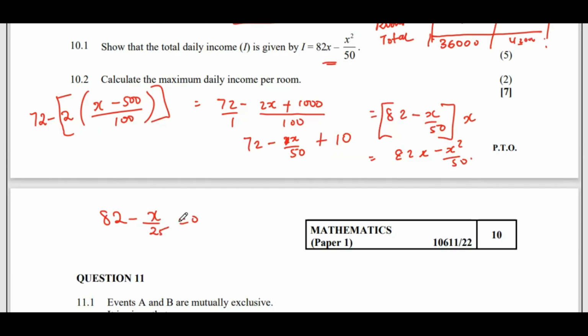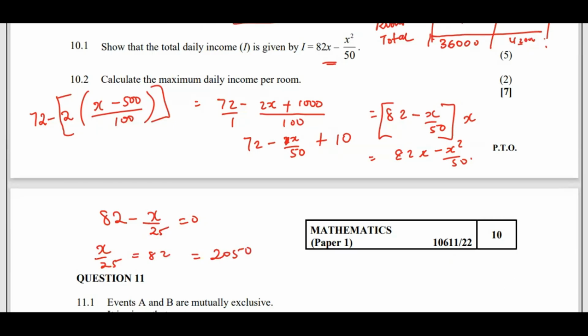Equate this to 0. Move that aside, so x over 25 is equal to 82. Then multiply both sides by 25. So 82 times 25 gives us 2050. So that is the daily income.